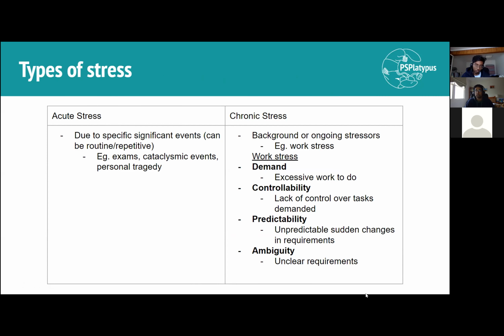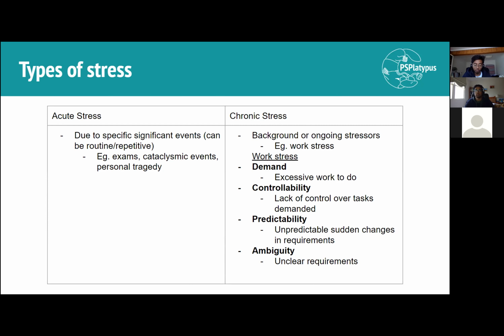Types of stress. We have two different types of stress, you could call it: acute stress and chronic stress. Acute stress is the stress that we are typically more familiar with. It's stuff that is specific, significant events. Once it starts, you get stress for it before it starts, and once it ends, it's no longer a factor that provides you that much stress. It can still be repetitive and routine, such as exams, but can also be one-off things like personal tragedies.